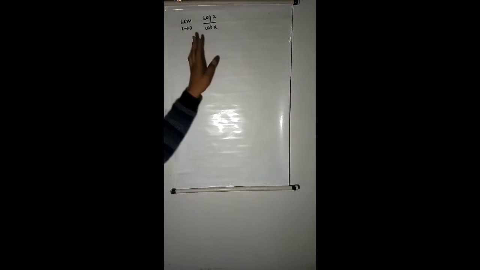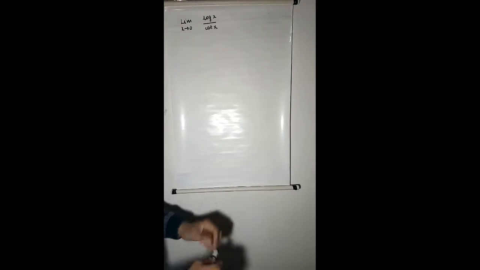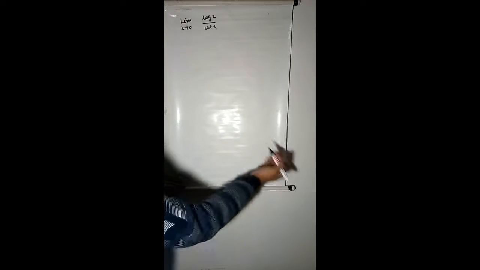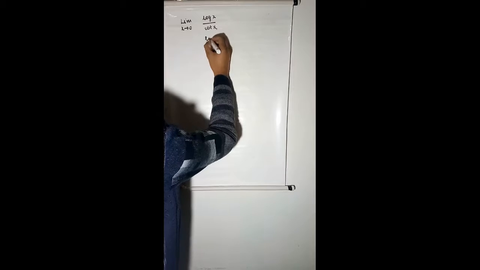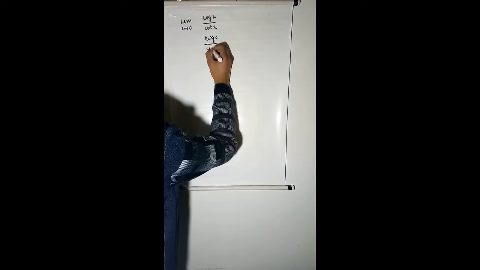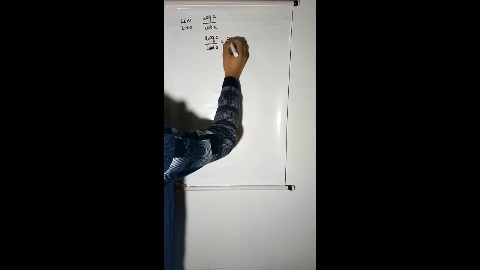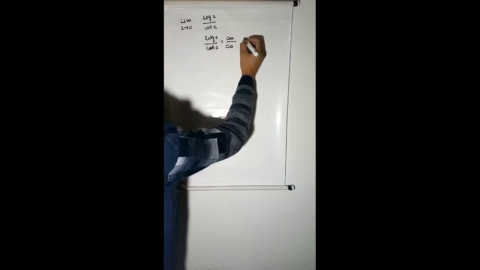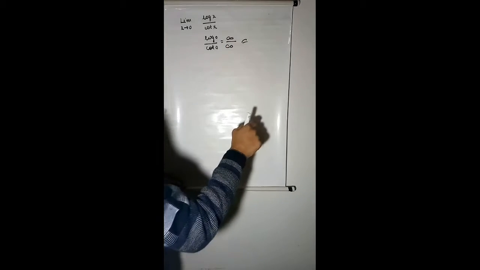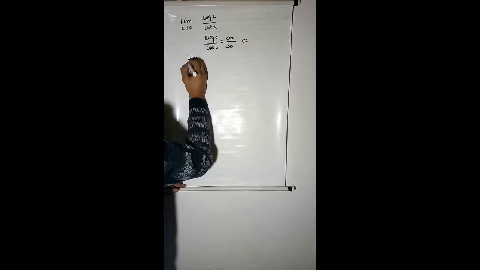So here we have another question, log x upon cot x. Today I am going to describe to you step by step how to calculate using L'Hospital. So first apply the limit directly to the function. So it will be log 0 upon cot 0. Log 0 is infinite, cot 0 is infinite. So it means it is an indeterminate form, and now we can apply L'Hospital. So differentiate the function.